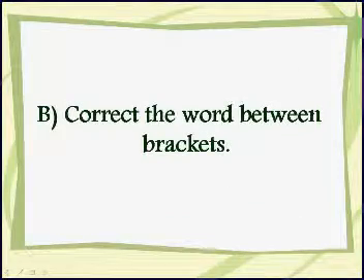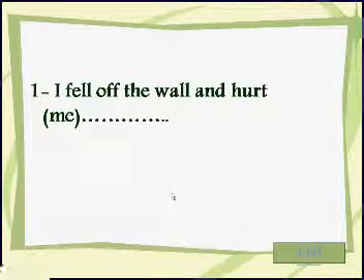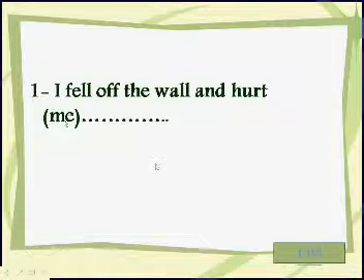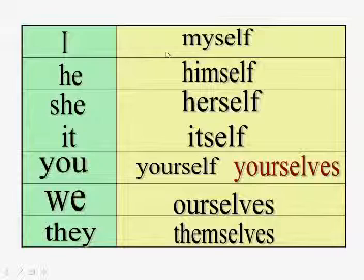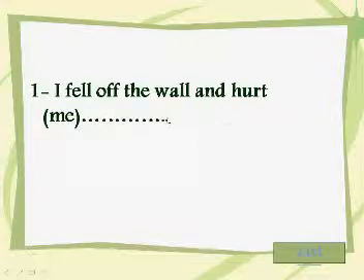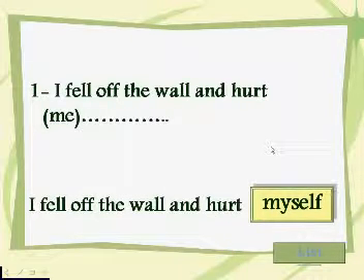Very good. Another question. Correct the words between brackets. I fell off the wall and hurt me. I hurt me. No. So the reflexive of I is myself. So the correction is I fell off the wall and hurt myself. I hurt myself.